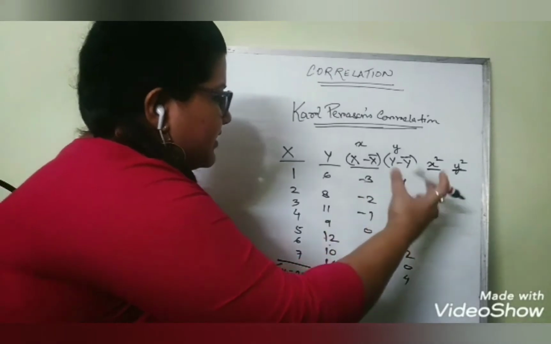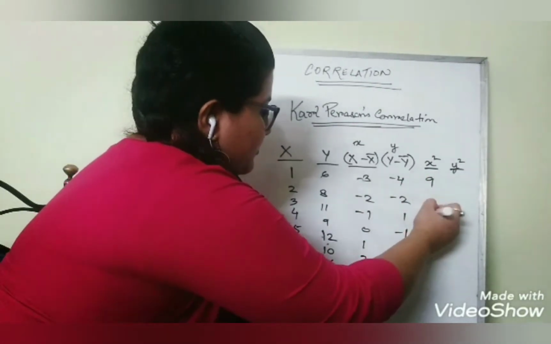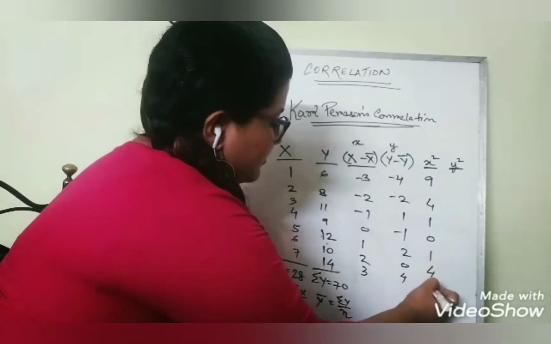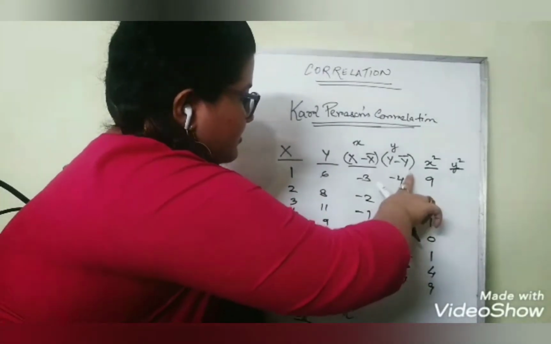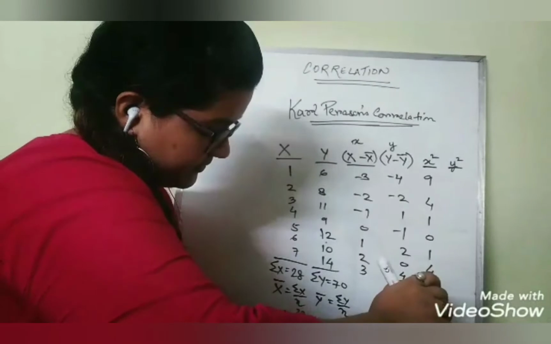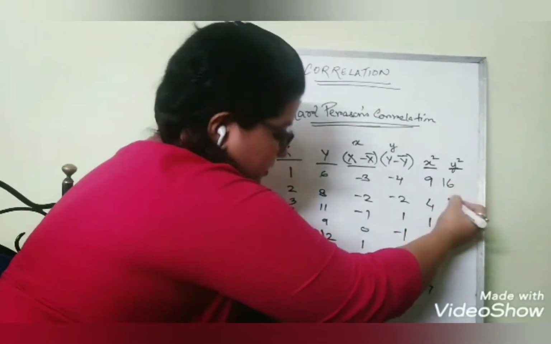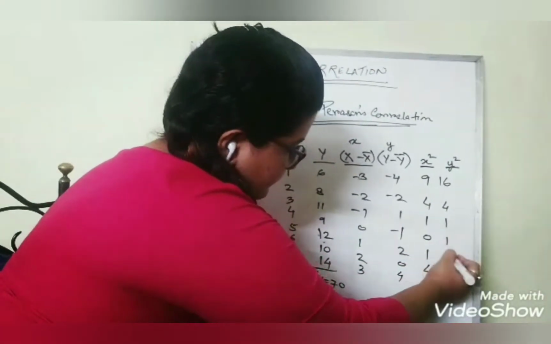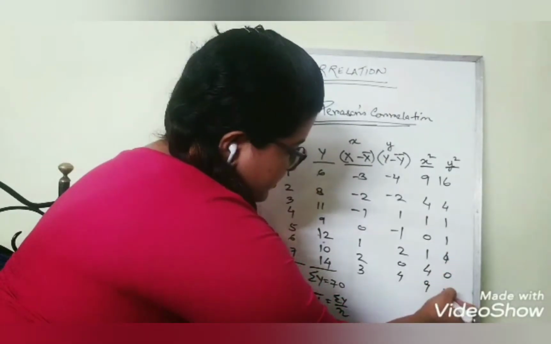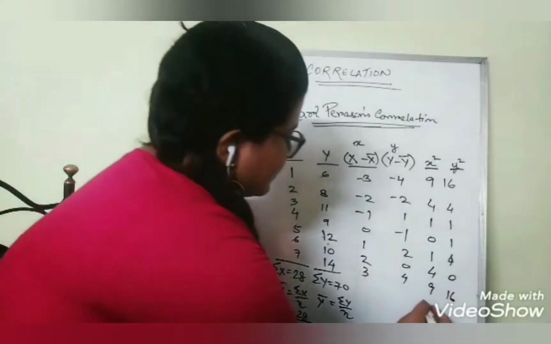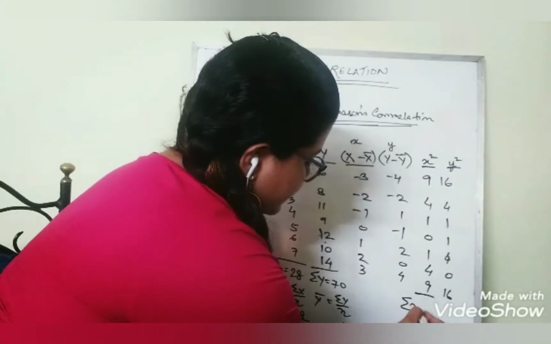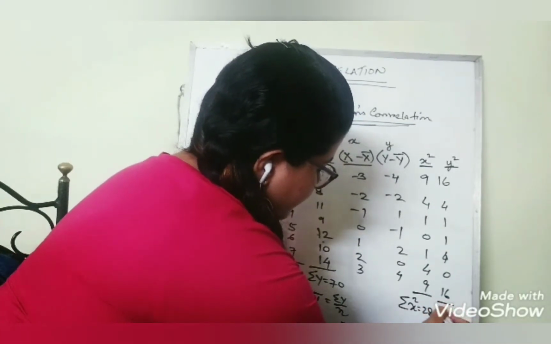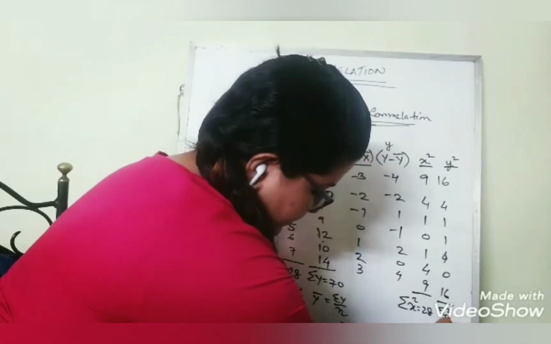Now x square is, we all know that minus minus is plus. So 3 3s are 9, 4, 1, 0, 1, 4, 9, and here it's 16, 4, 1, 1, 4, 0, 16. So you have to total it. Summation x square is going to be 28, and your summation y square is going to be 42.